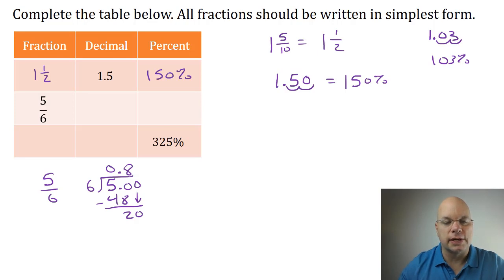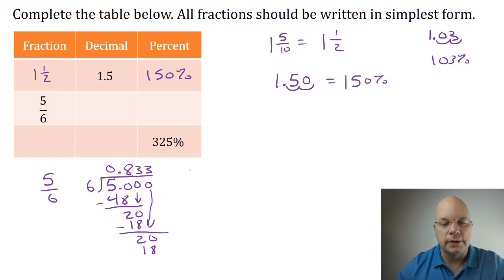How many 6s in 20? 3 multiplied by 6 is 18. Subtract, you get a difference of 2. Bring down the 0 from the thousands place. How many 6s in 20? 3. 3 multiplied by 6 is 18. And so now we see that this 3 is going to repeat forever.